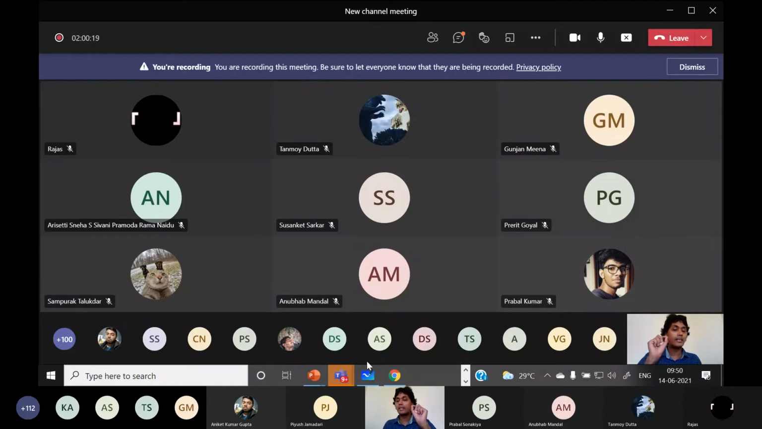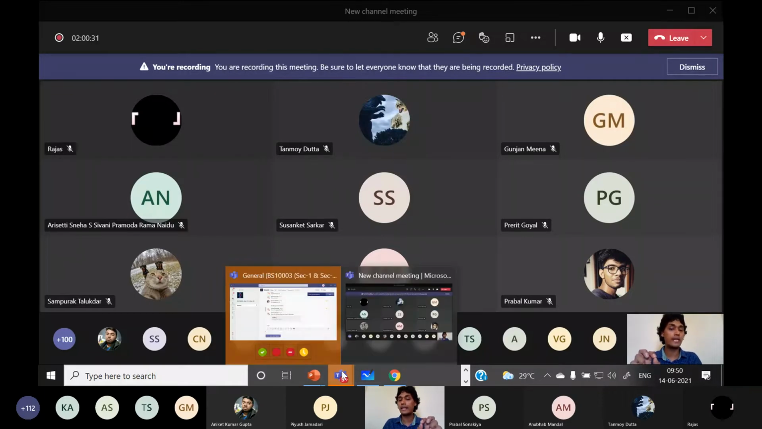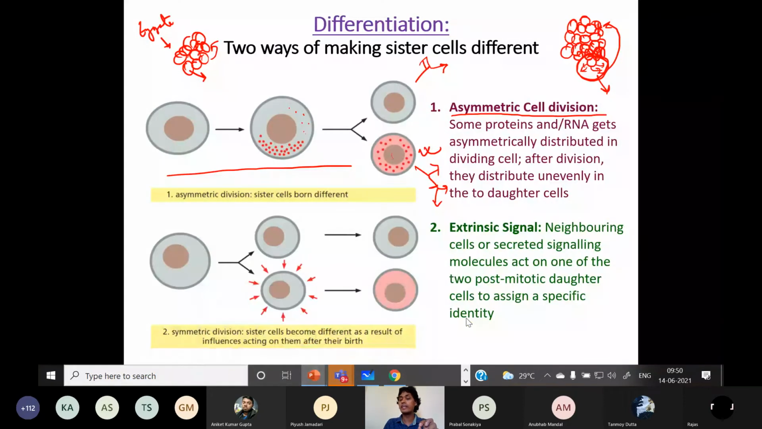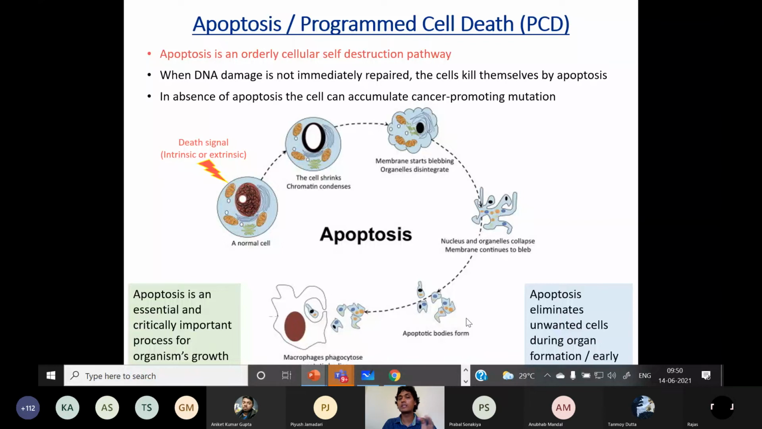But in a multicellular organism, cell division and cell death are both equally important. I told you before that cell death is very important, because during division, if some major mistake happens, you cannot carry that cell, as it will give rise to another cell. That will be a problem. So this is called programmed cell death, or apoptosis.